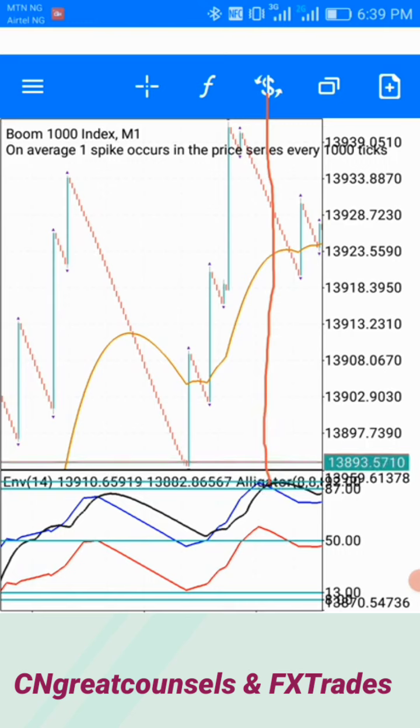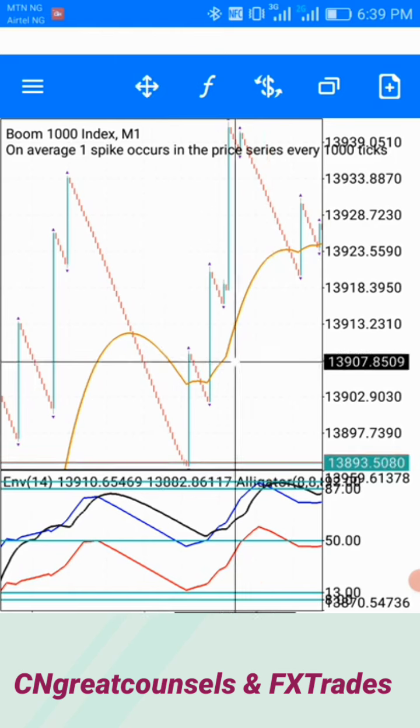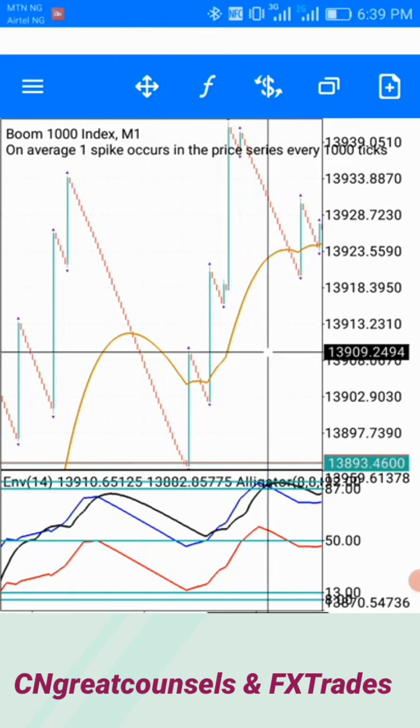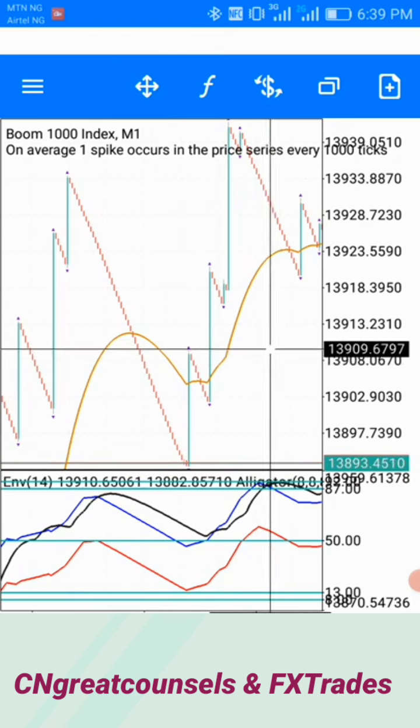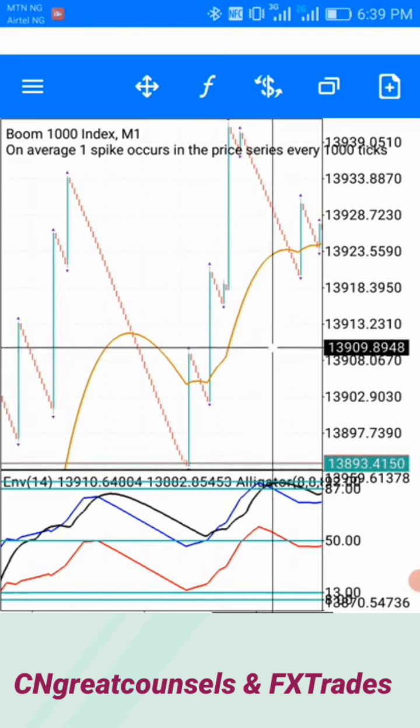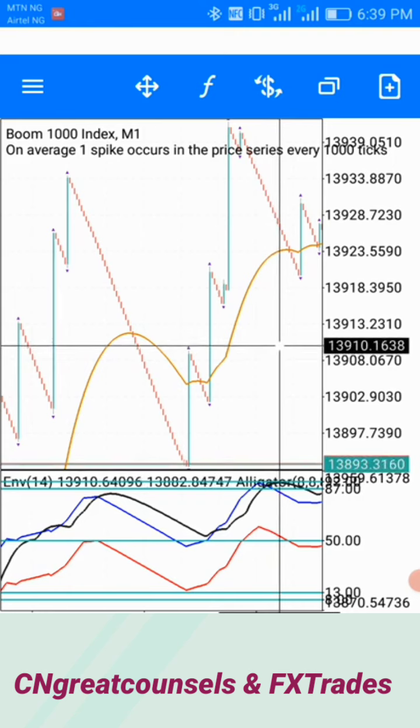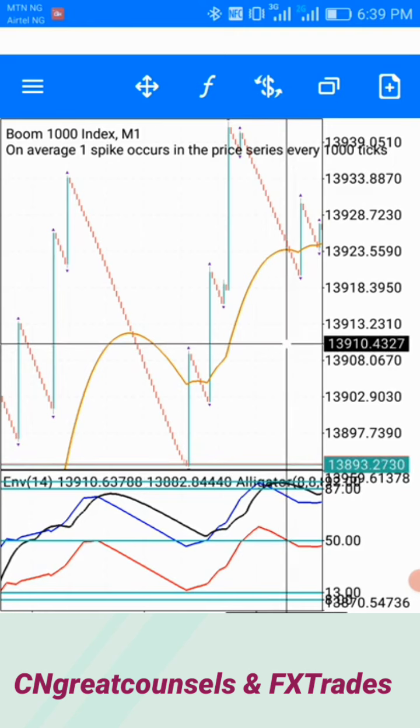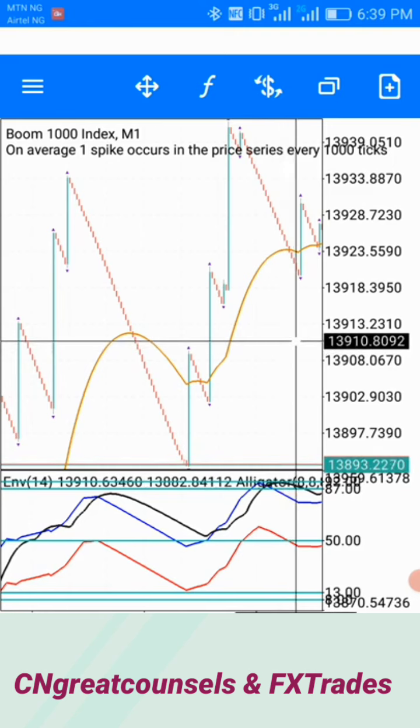Okay. Now let's count. Look at it here. This was where the crossing took place. I even gave space so that I will be sure that the crossing is obvious. Now let's count. This is 1, 2, 3, 4, 5, 6, 7, 8, 9, 10, 11, 12.